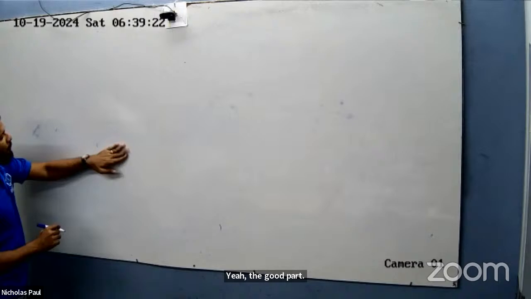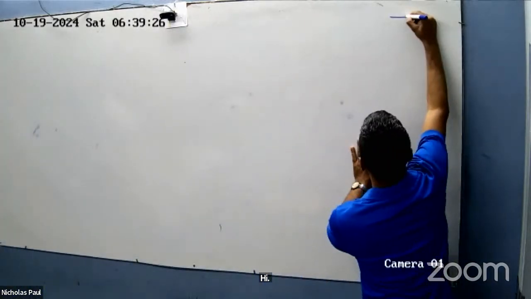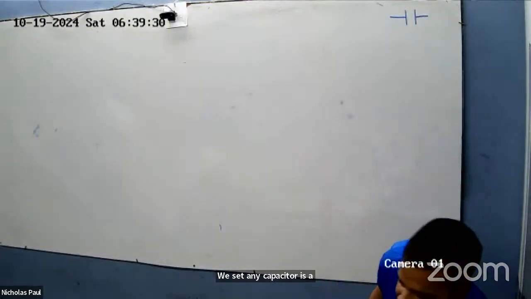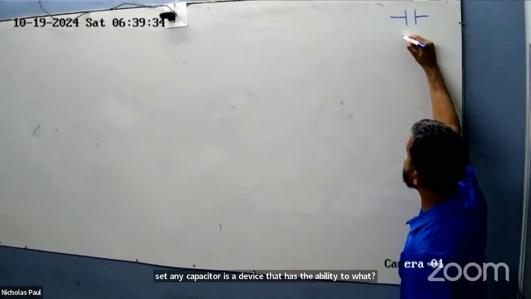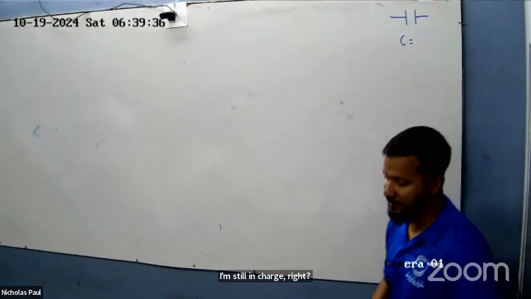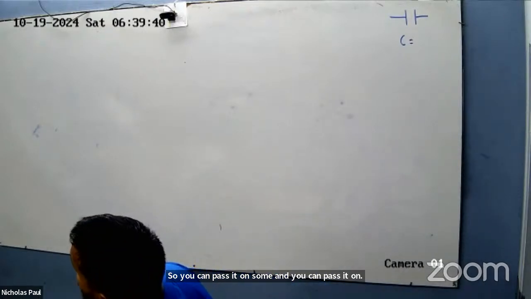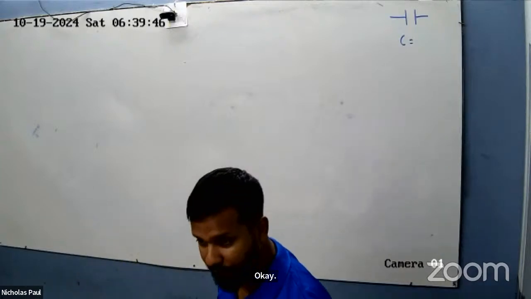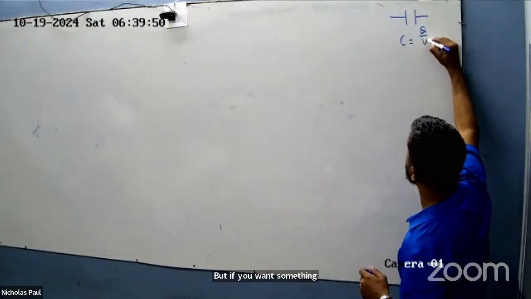All right. So just as a quick review, we said that the capacitor is a device that has the ability to what? Store charge, right? So the capacitance of any capacitor is equal to what? What is capacitance equal to? The capacitance is charge stored per unit voltage.